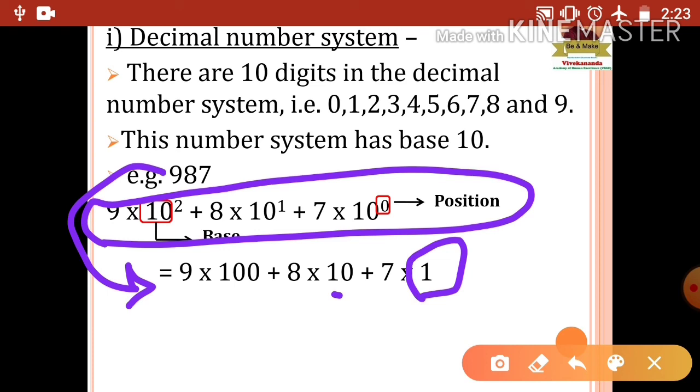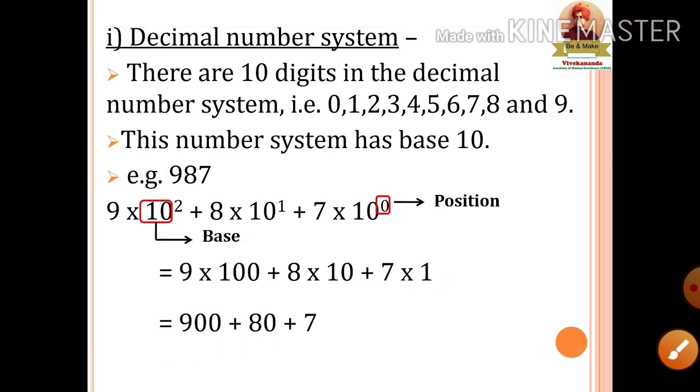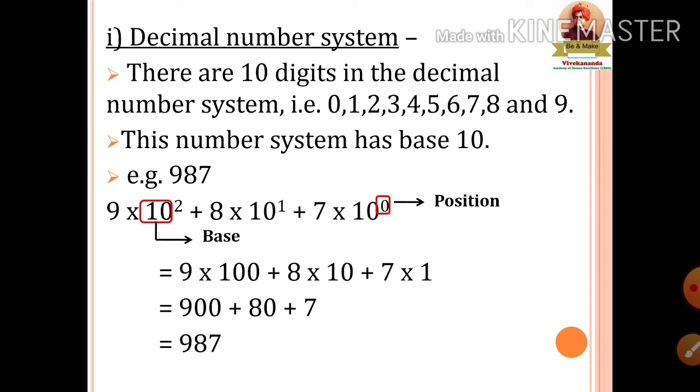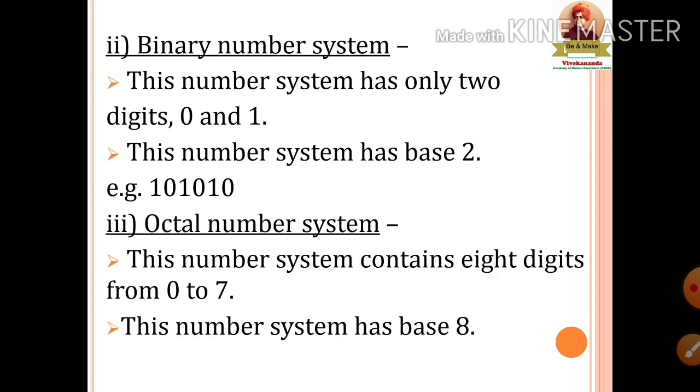Okay. And any number raised to 0 will always have the value 1. So 9 into 100 plus 8 into 10 plus 7 into 1. Now keep on solving these things. We will get the value as 900 plus 80 plus 7, which again, if I keep on adding these things, I will get the value 987. So this is how we are representing the number in the decimal number system.